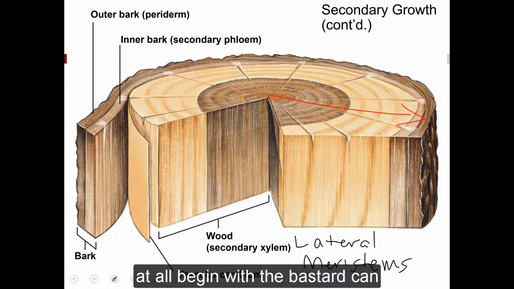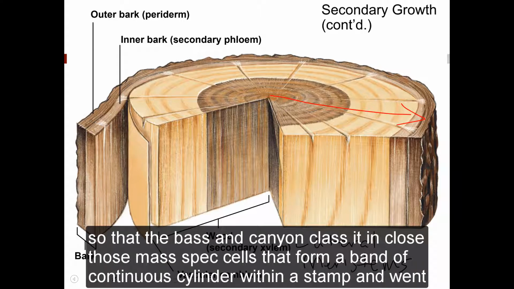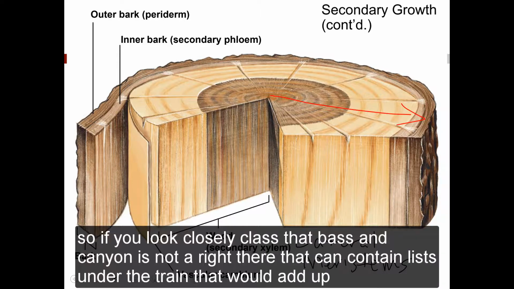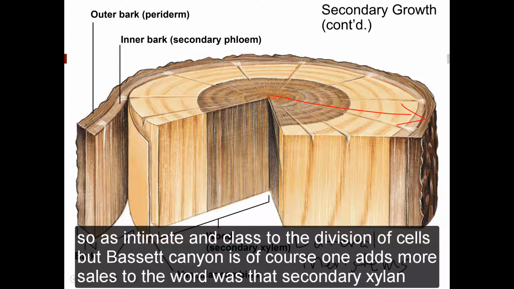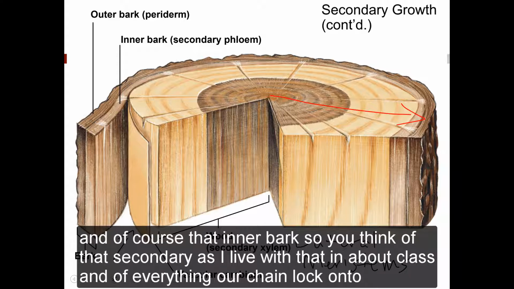So I'll begin with the vascular cambium. The vascular cambium includes those meristematic cells that form a thin, continuous cylinder within a stem and root. If you look closely, that vascular cambium is denoted right there, that thin, continuous cylinder between that wood and the bark. As it's written, the division of cells of that vascular cambium is what adds more cells to the wood, or to that secondary xylem, and, of course, that inner bark.